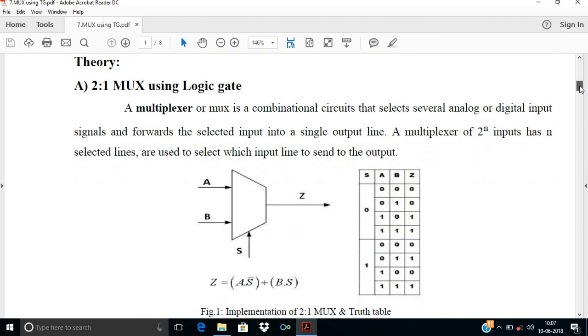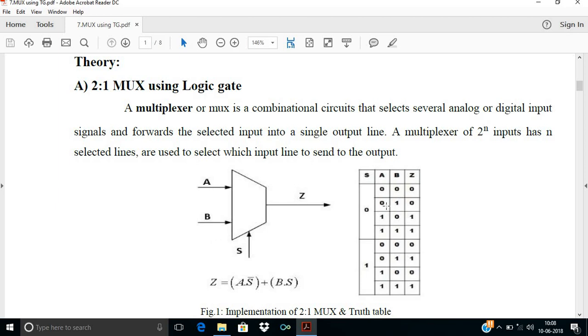What do you mean by a 2:1 multiplexer? All of you are familiar. A multiplexer has many input lines and one output line. It transfers one of the many inputs to the output depending on the select line. Here you can view the schematic or symbol of the 2:1 multiplexer. It has 2 raised to n inputs and one output. Here the 2:1 multiplexer has two inputs A and B, the output is Z, and the select line is S. When the select line is 0, input A is transferred to the output. When the select line is 1, input B is transferred to the output.